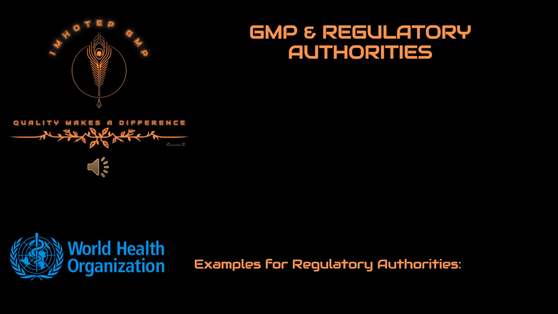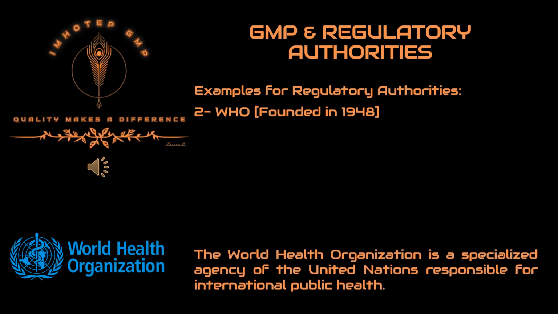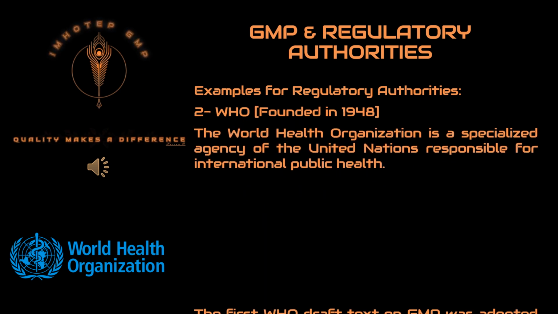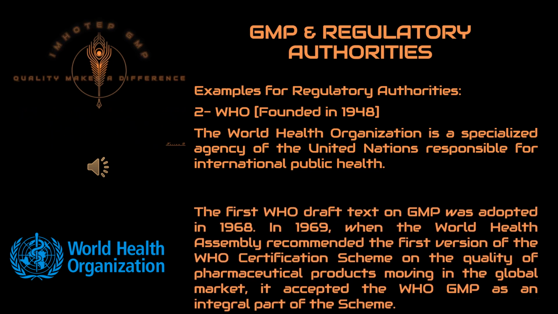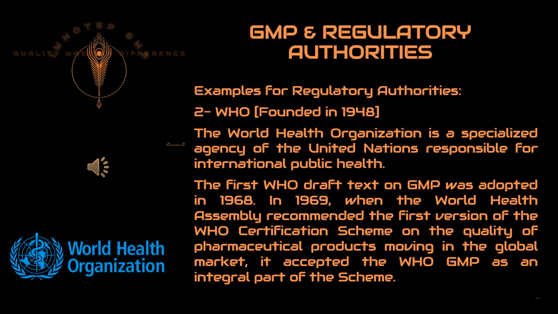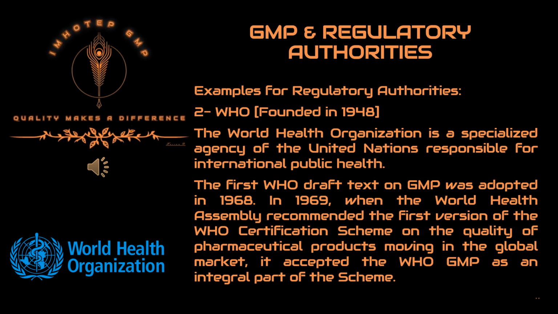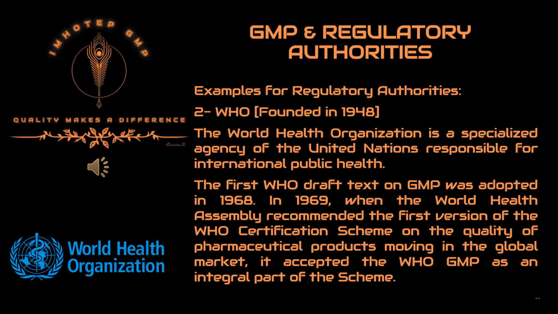Examples for regulatory authorities. 2. World Health Organization, WHO, founded in 1948. The World Health Organization is a specialized agency of the United Nations responsible for international public health. The first WHO draft text on GMP was adopted in 1968. In 1969, when the World Health Assembly recommended the first version of the WHO certification scheme on the quality of pharmaceutical products moving in the global market, it accepted the WHO GMP as an integral part of the scheme.